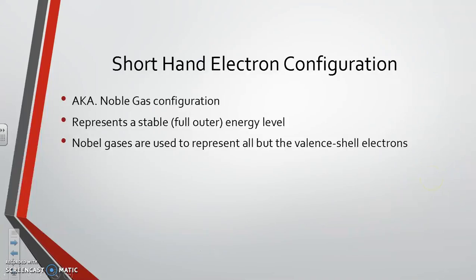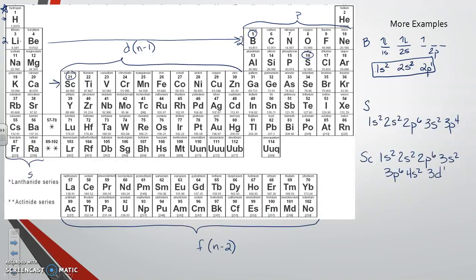Okay, now, here's the easy way to do it. It's called shorthand or noble gas configuration. The noble gas represents a stable or full outer energy level, and they're used to represent all but the valence or the outside electrons. Okay, so how do you do this? Let's go back. I need a periodic table, so I'm going to go back to the periodic table. All right, let's say that I want to do scandium.